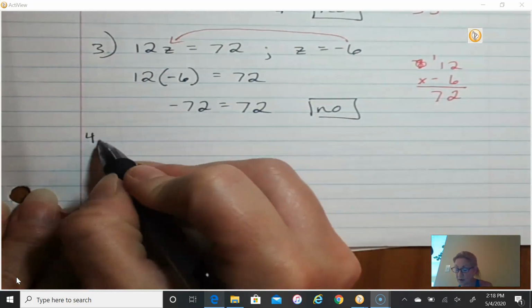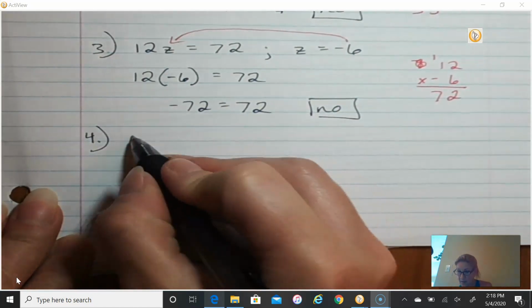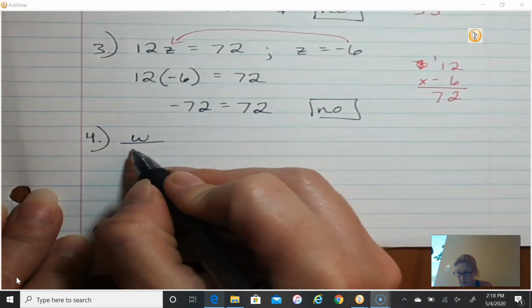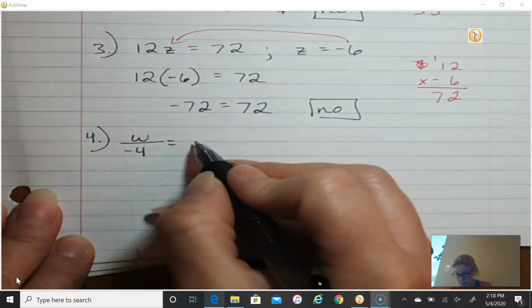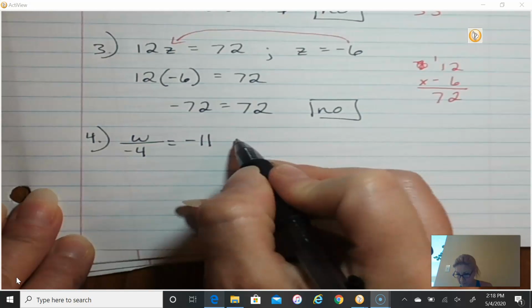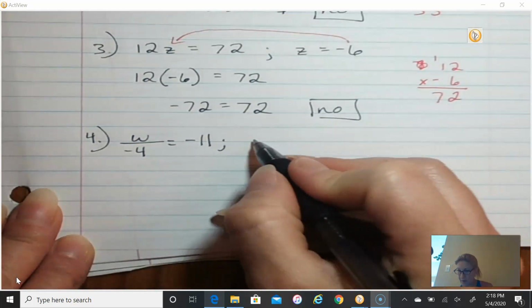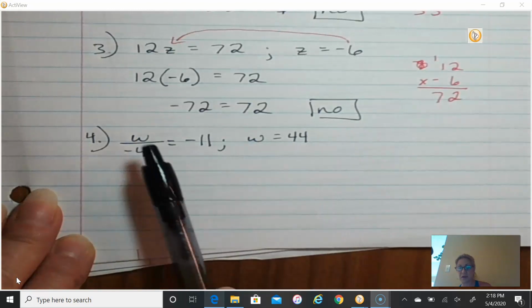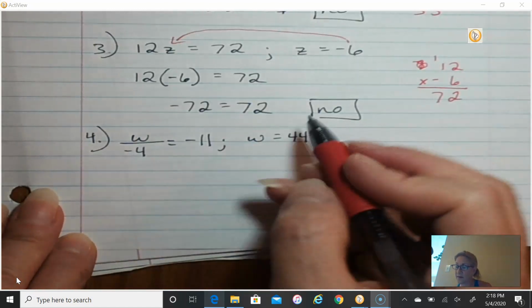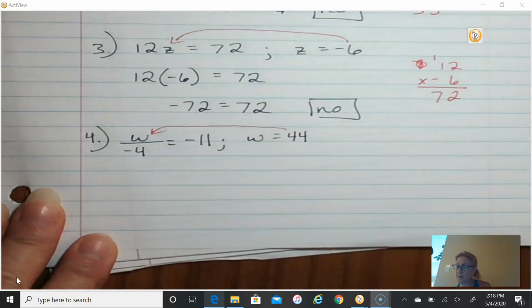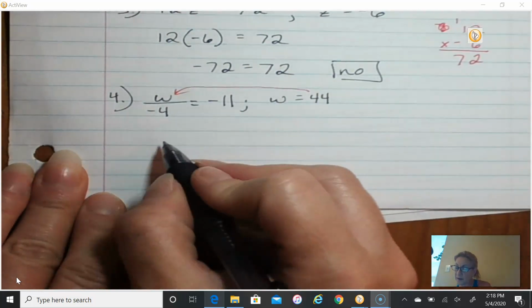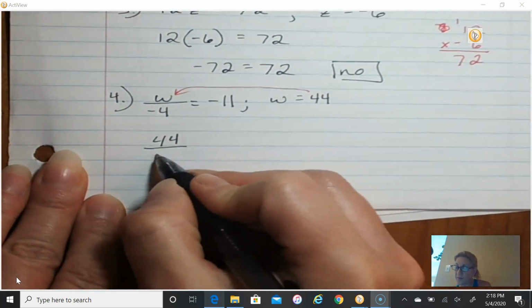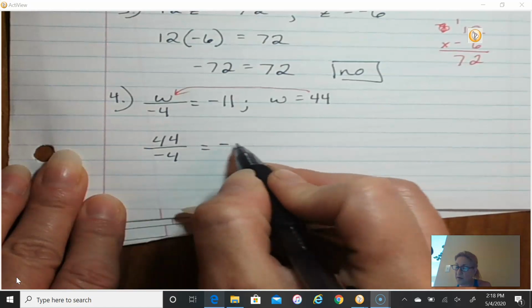And then one more here. W divided by -4 equals -11. And they want to know if 44 is a solution for this equation. So we're going to substitute that 44 there. So 44 divided by -4 equals -11.